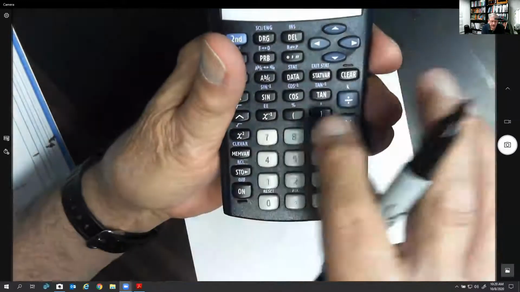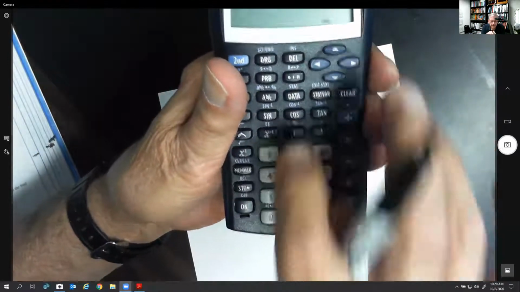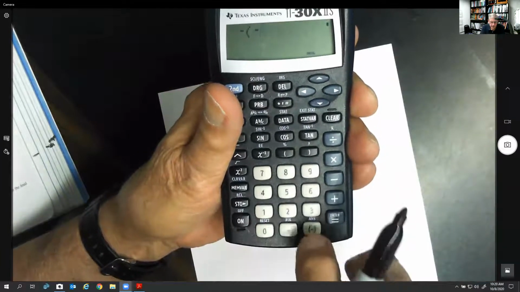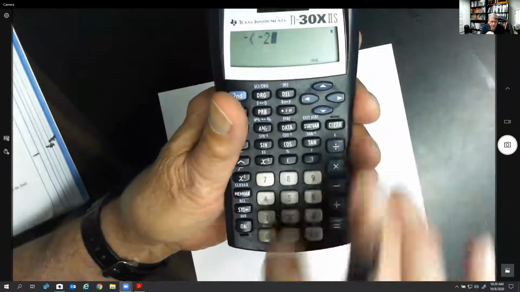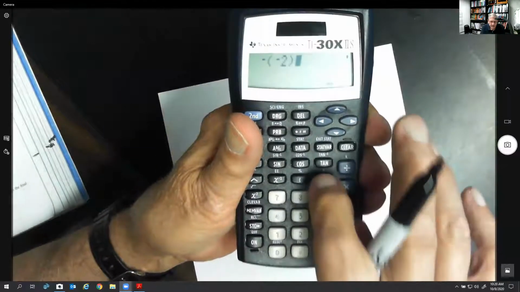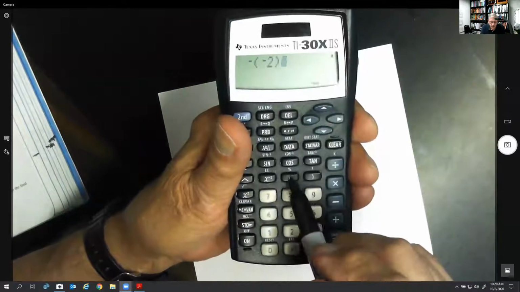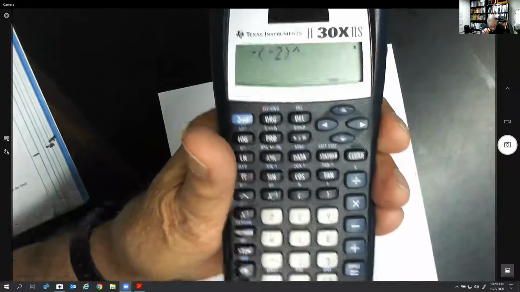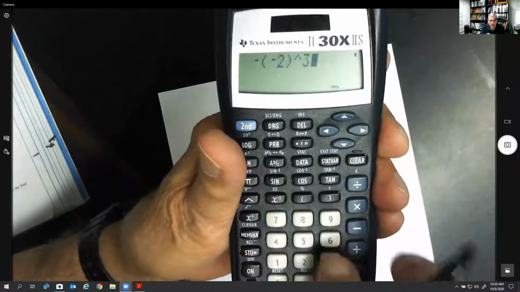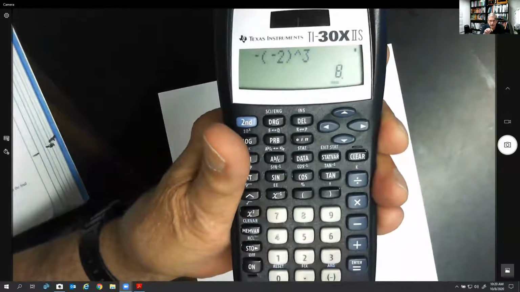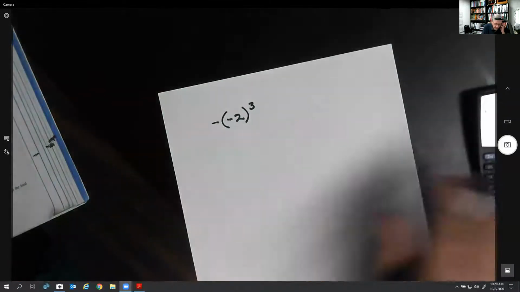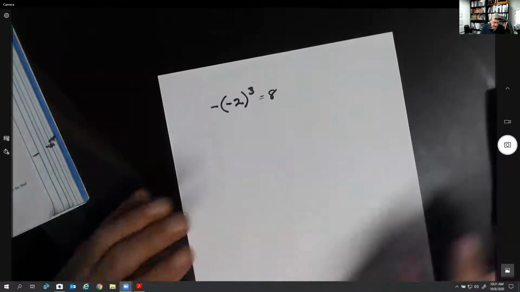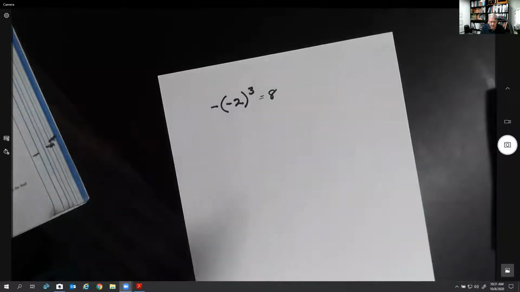Then we're going to hit parentheses. Hit the negative again. Hit the 2. Hit the parentheses. If you start a parentheses, you always need to close it. Raise to the what? Third. Bing. 8. Same. So the calculator could do all the work for you pretty much, but you have to have kind of a basic idea what the answer should be.